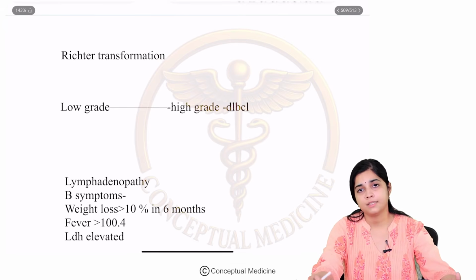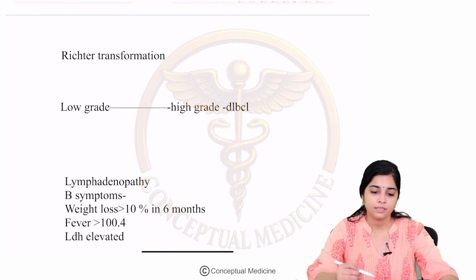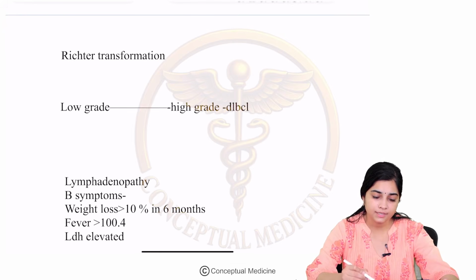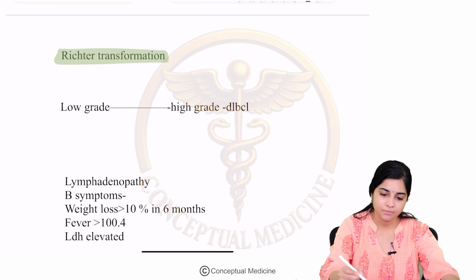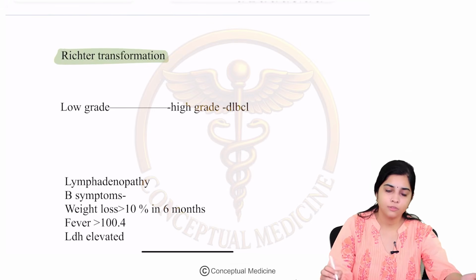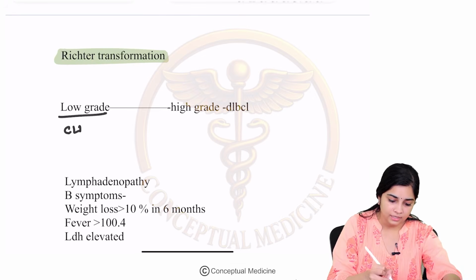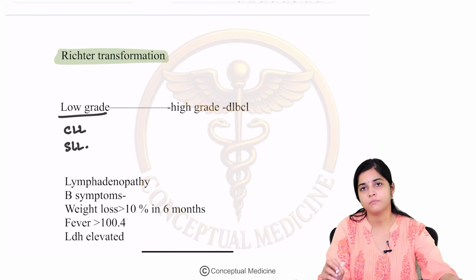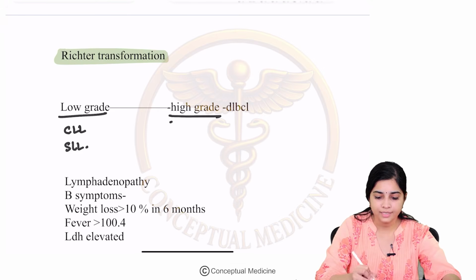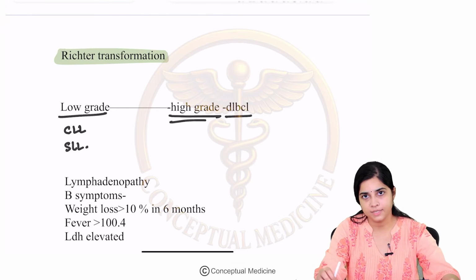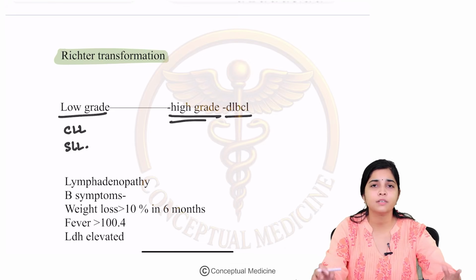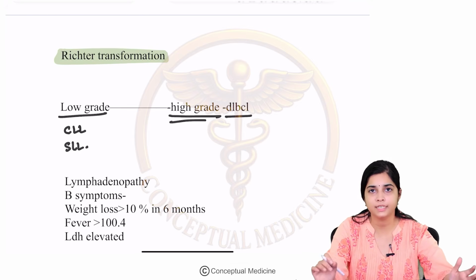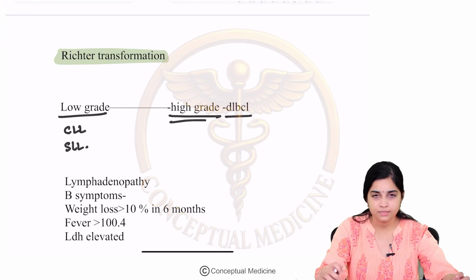Now, most of the time it is asymptomatic, but some of the CLL can undergo a transformation which is called the Richter transformation. So, what do you mean by Richter transformation? The transforming of a low-grade neoplasm like CLL or an SLL, which is small lymphocytic lymphoma, into a high-grade neoplasm like a diffuse large B-cell lymphoma is what we call Richter transformation. So, there is a small risk of CLL patients being transformed from a low-grade CLL to a high-grade DLBCL, and this is what we call Richter transformation.